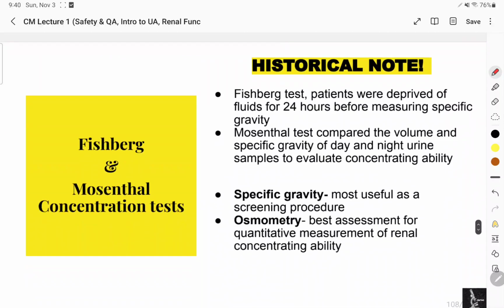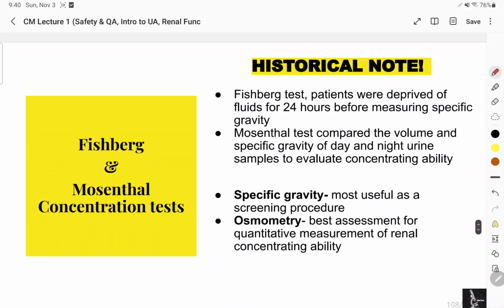Okay? So, sa una, historical note, Fishberg and Mosenthal concentration test mo ni ang ginagamit. So, ang buhaton sa Fishberg test, kay ang mga pasyente dili nila paimnon og bisag unsa, dili nila pinog tubig for 24 hours. Grabe no. So for 24 hours dili sila mo inom. Nya after 24 hours i-measure ang specific gravity silang ihi. So dira makita if nakaya ba sa imong kidney nga mo concentrate sa imong nga urine. So wala gud kay inom tubig.